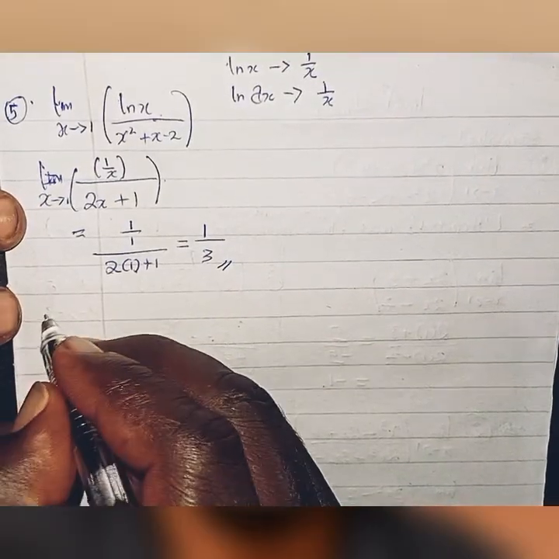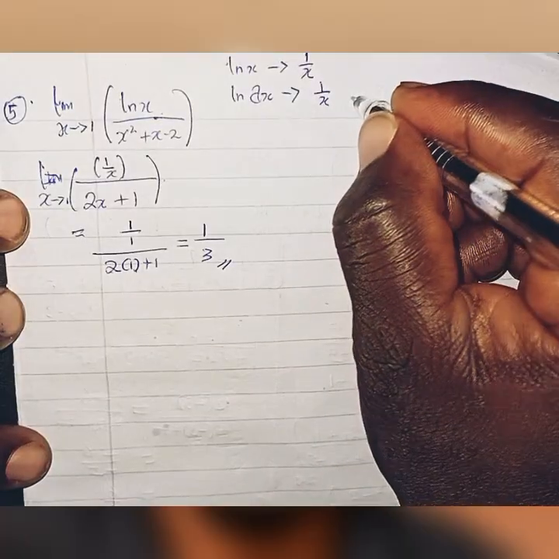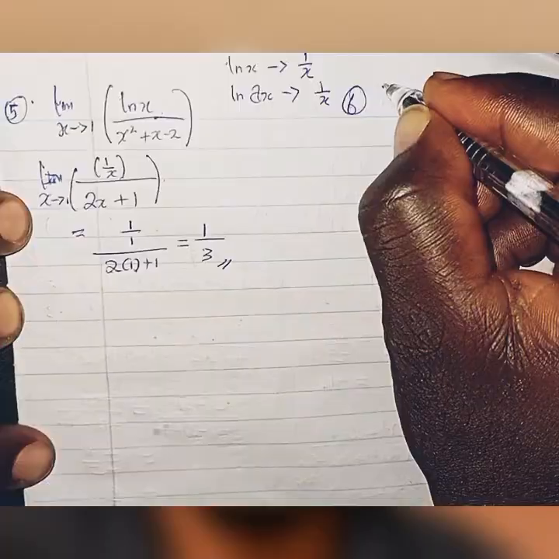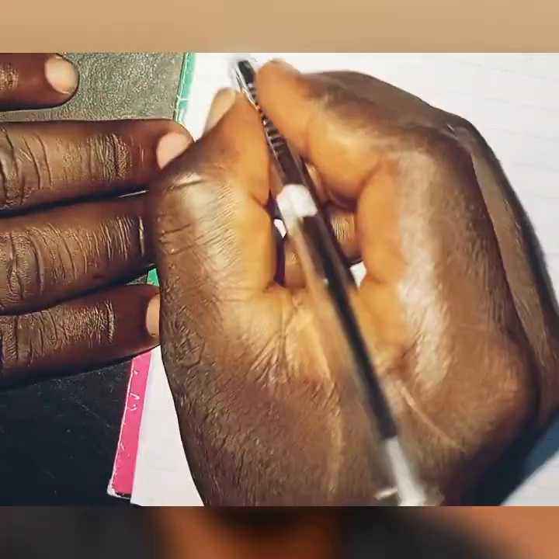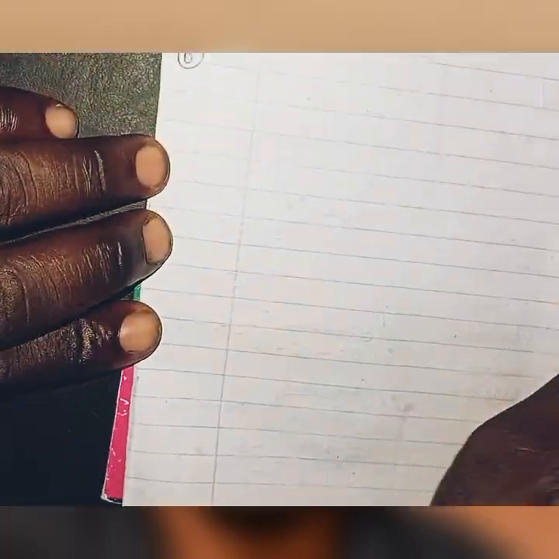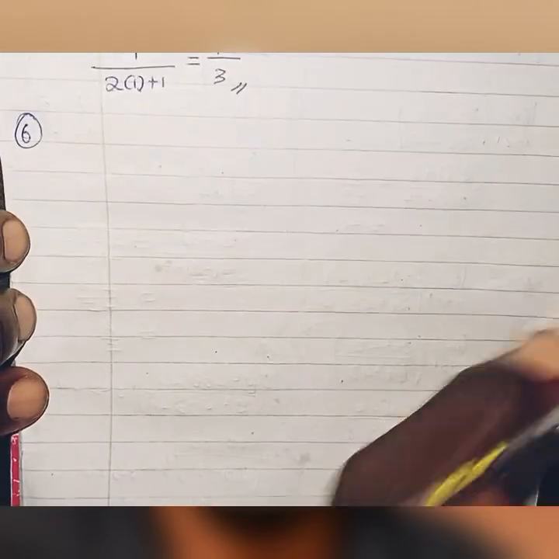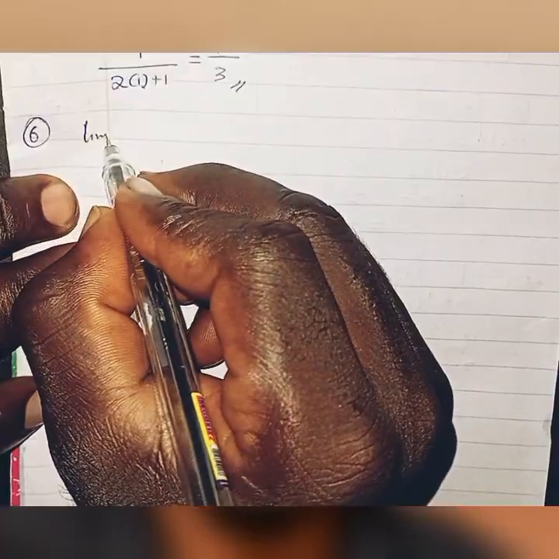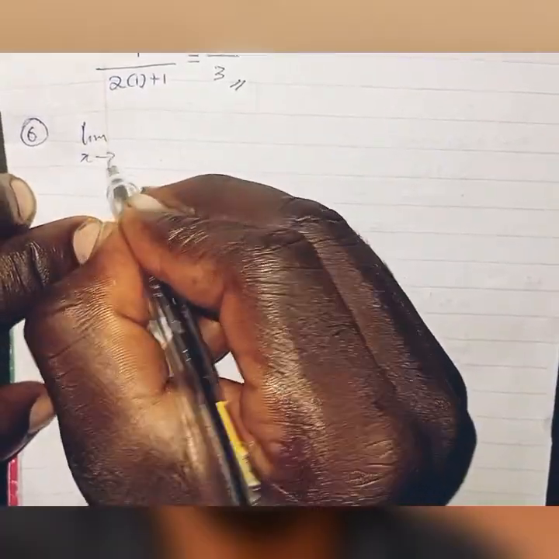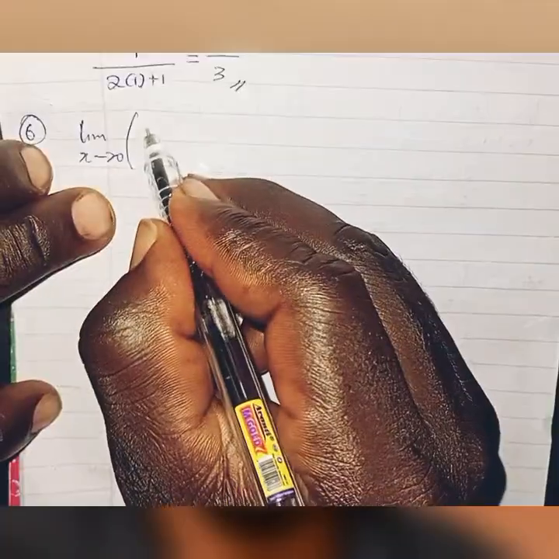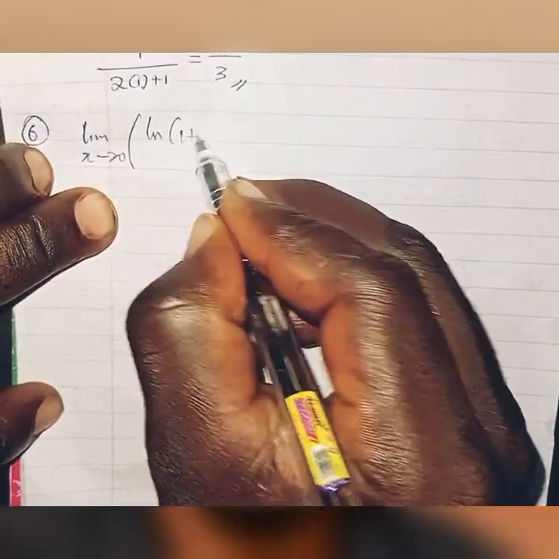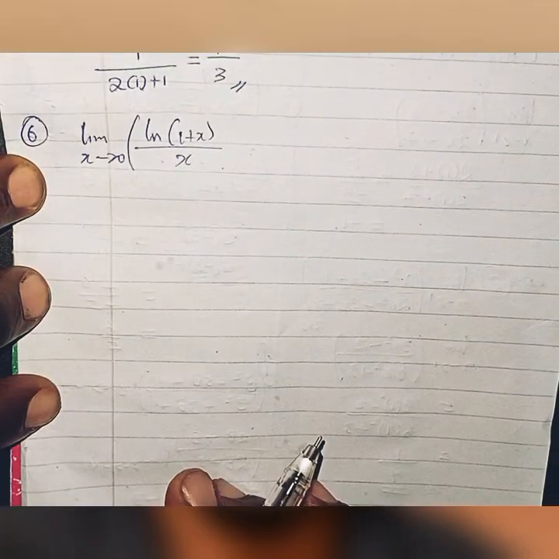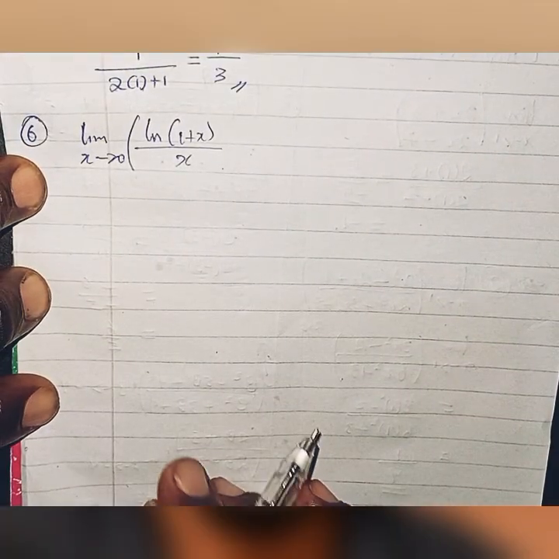Now let's pick another example involving ln. So example 6, let me write it here. Example 6, we're going to have the limit as x approaches 0 of ln(1 plus x) over x. This is another question.